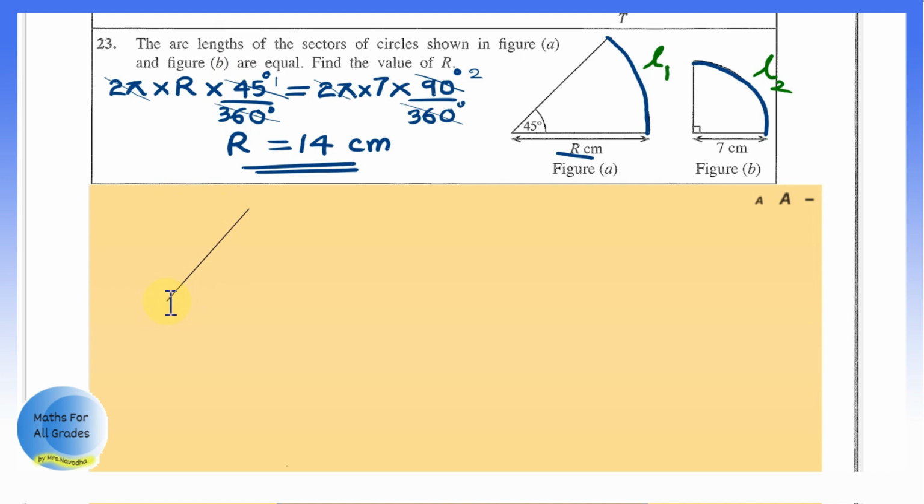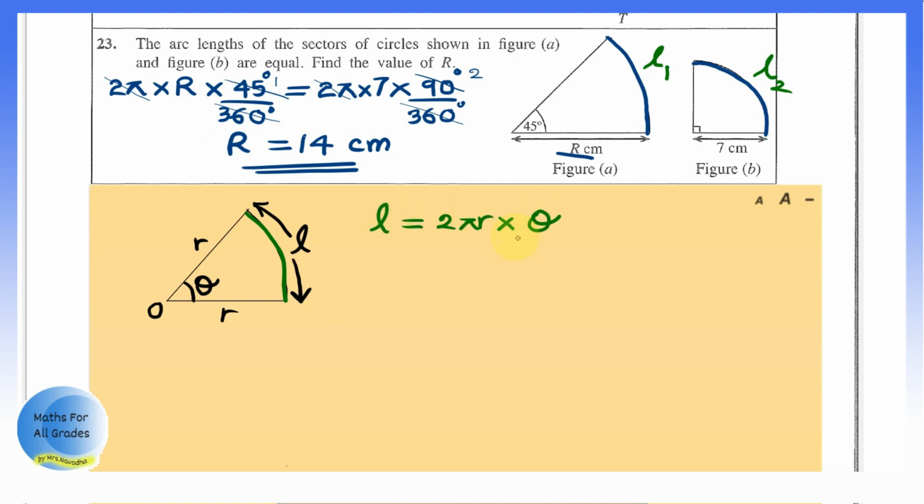Let's say these two lengths are ready and this is the arc length. This is the origin. Let's take this arc length as L and the angle at the center is theta. We call this portion a sector. When you need to find the arc length of a sector, we multiply 2 pi r by the angle of the given sector out of 360 degrees. So this is the formula to find the arc length of a given sector.